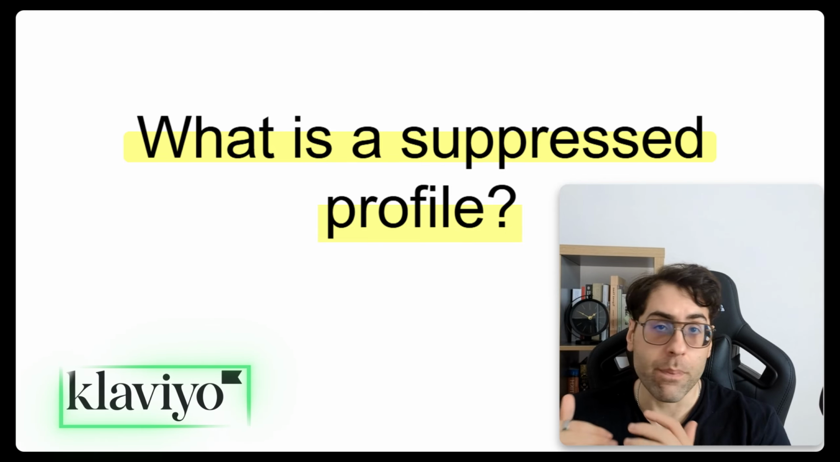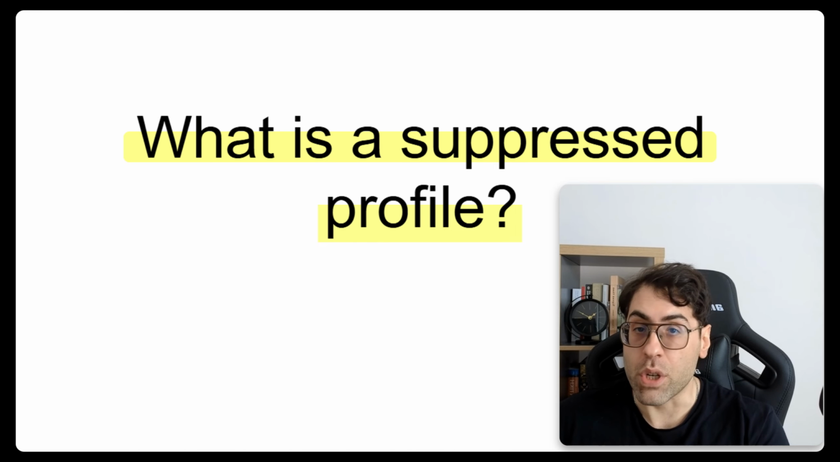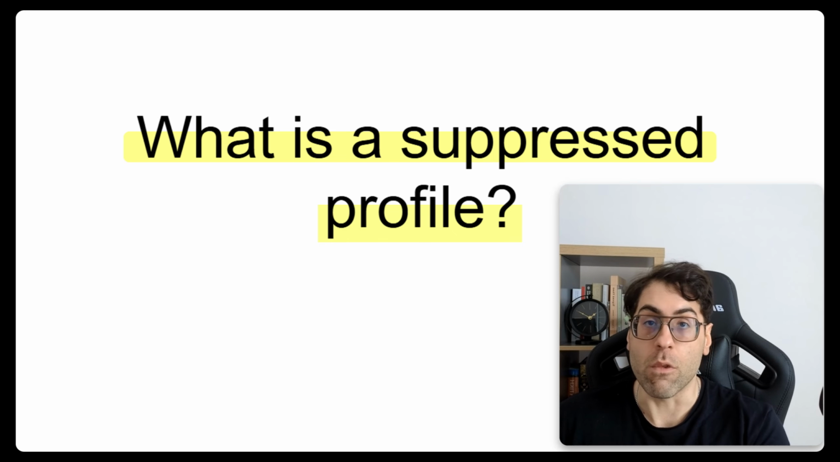So basically, a suppressed profile is somebody who's been marked as do not send marketing emails. And Klaviyo automatically suppresses anyone who unsubscribes from your list, marks you as spam, or hard bounces because, for example, the address doesn't exist. You can also manually suppress people, for example, if they haven't engaged in months, or if you've received a GDPR removal request.